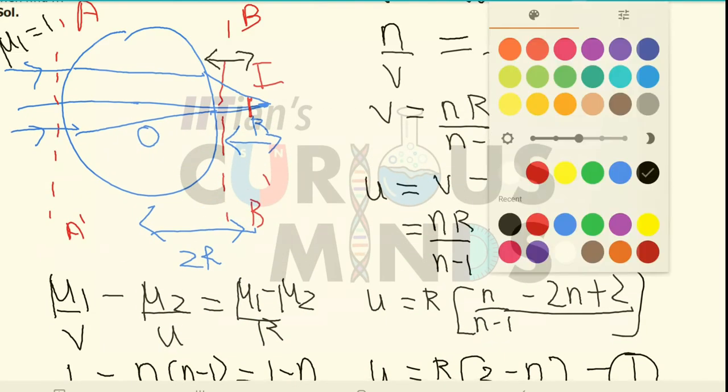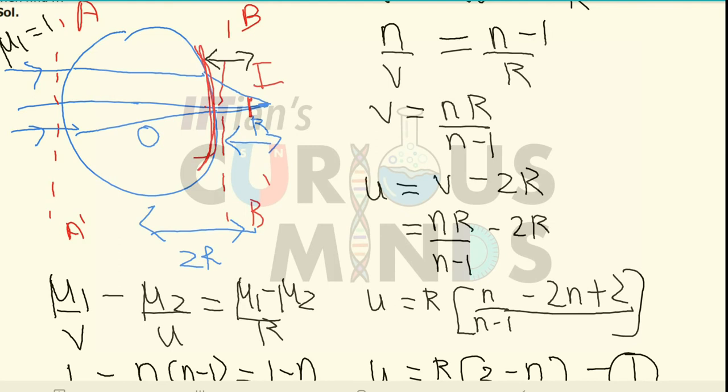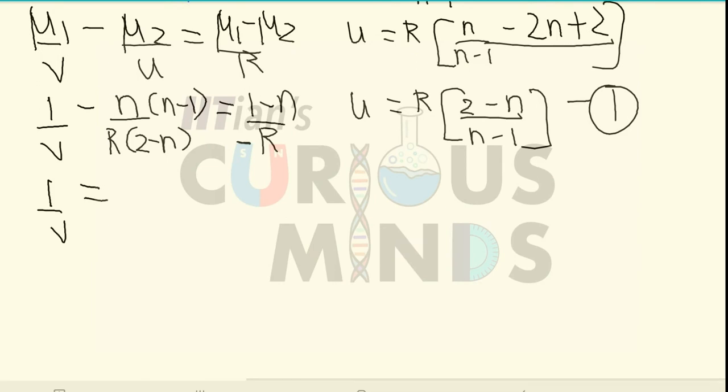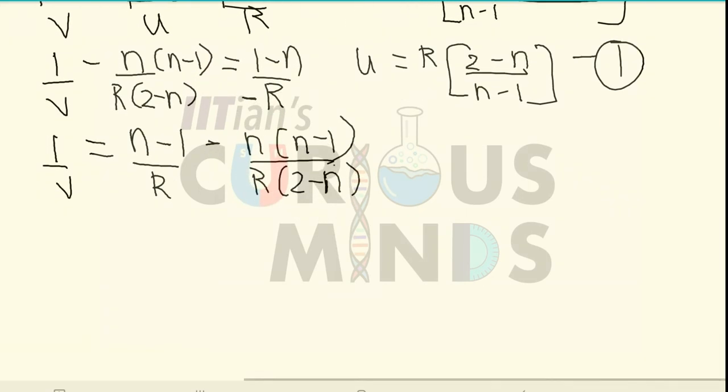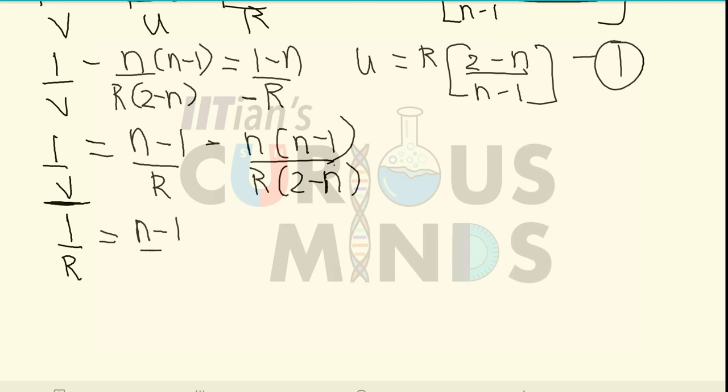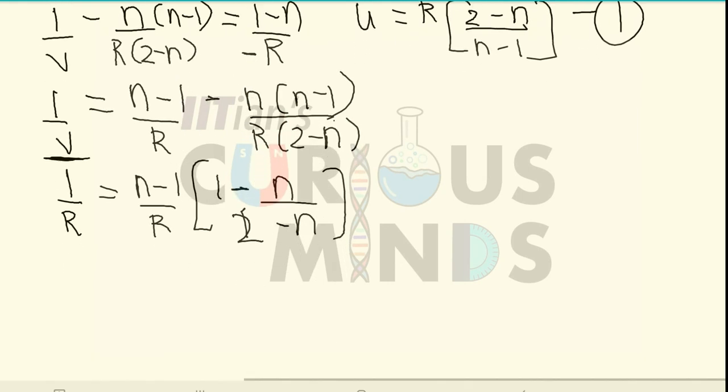Why minus r over here? Because if you consider this interface, the center is over here, so the radius of curvature is on the left hand side. So it will be equal to n minus 1 divided by r minus n into n minus 1 divided by r into 2 minus n. And the final image is obtained at r, so 1 by r, v over here is equal to r. I will take n minus 1 divided by r common. It will be equal to 1 minus n divided by 2 minus n. So 1 by r and 1 by r will get cancelled out.